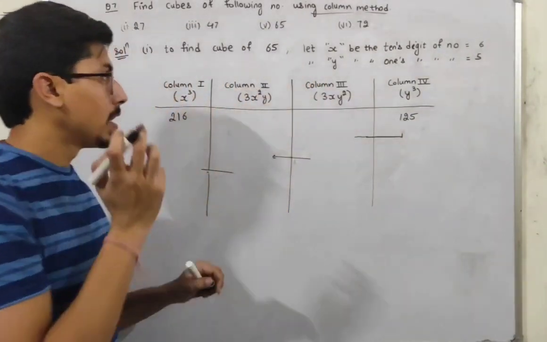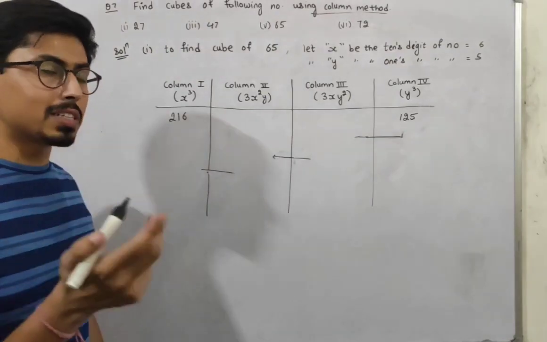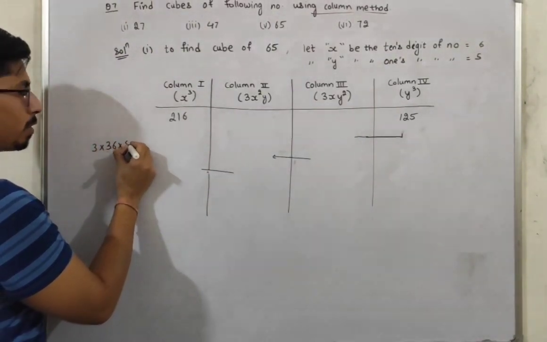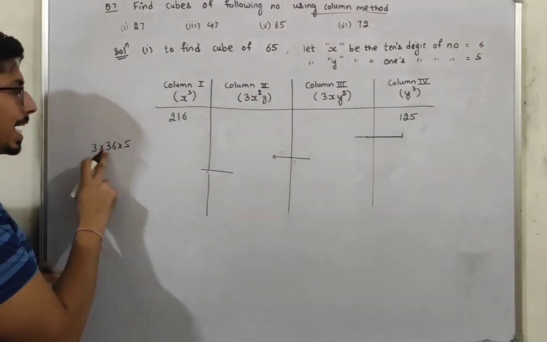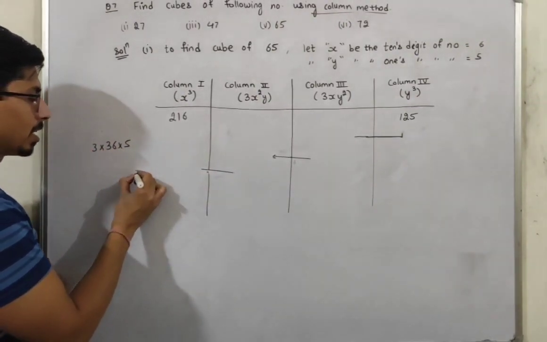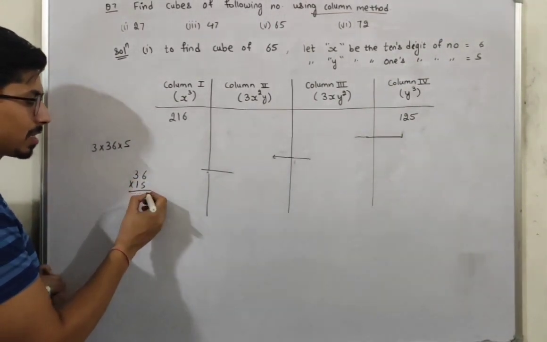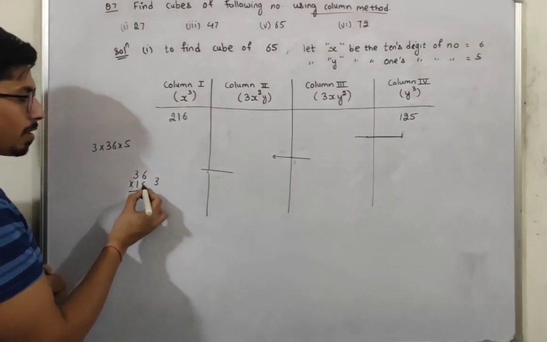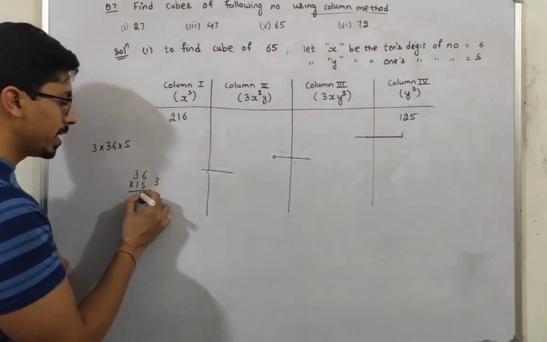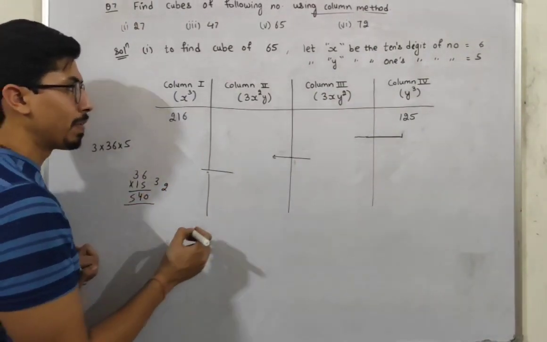Now 3x square y. 3 as it is, x square will be 36. So 3 into 36 into 5, because x square will be 36, y will be 5. So 3 times 5 is 15. When 36 is multiplied by 15, it will be 540, students.